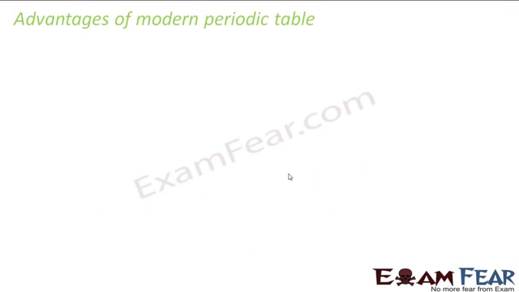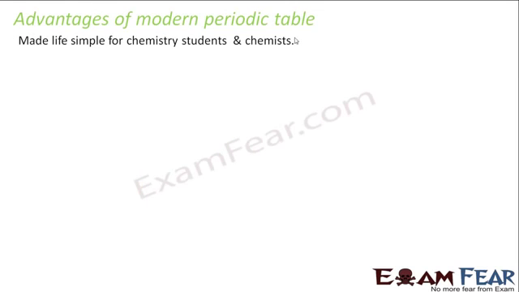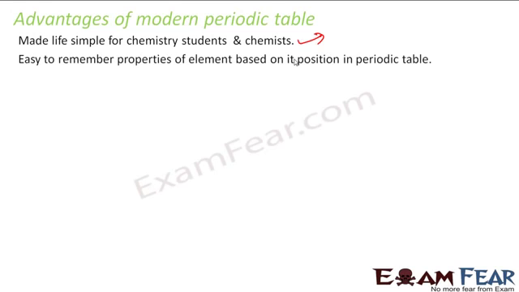There are some advantages of the modern periodic table too. First, it made the life of chemists and chemistry students like you easy, because just by looking at the location or position of the element in the periodic table, you can guess a lot of things about the element. It is easy to remember properties of the elements based on their position in the periodic table.